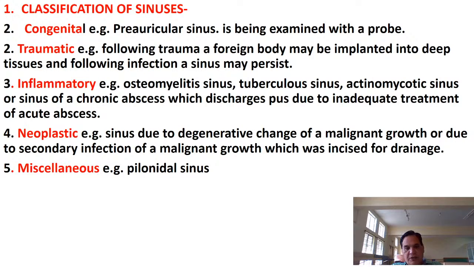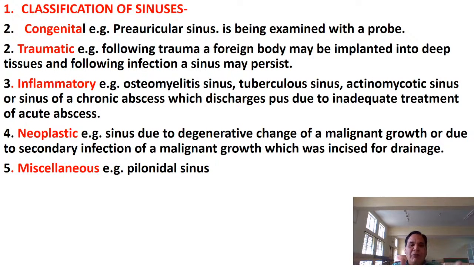How do you classify sinuses? The classification is very simple for sinus and fistula. First is congenital. Preauricular sinus we have discussed. Traumatic: following a trauma, a foreign body may be implanted in the deep layer and the body is trying to throw it out. Inflammatory: osteomyelitis, tuberculous, actinomycosis. Neoplastic: a degenerative malignant growth can give rise to a sinus or fistula. And pilonidal sinus. These are the classification of sinuses.